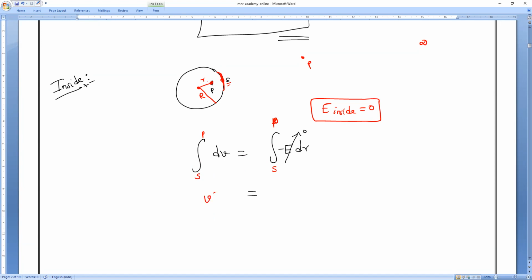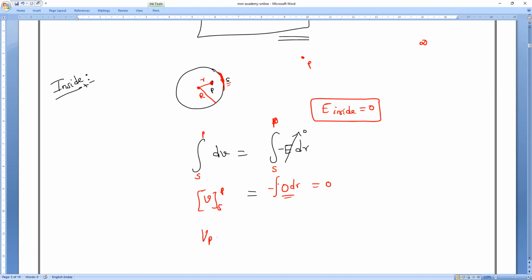So here what will happen? V, S and P. We have to find out the P only, which is equal to the integration of everything. E is 0. So the integration of 0 is what? Everybody, yes, please. 0 dr. Am I right or wrong? 0 dr is equal to 0.